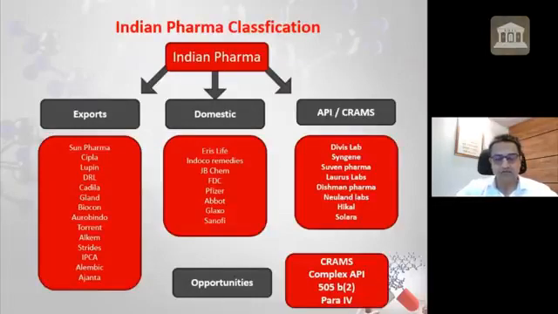So if you ask me which are the opportunities in the Indian pharma sector, I think one is CDMO or CRAMS. Second is complex APIs, something which Natco Pharma works on. So they're complex molecules that they work on.